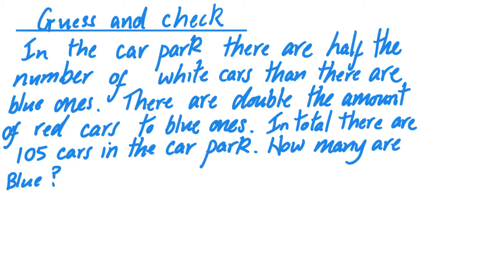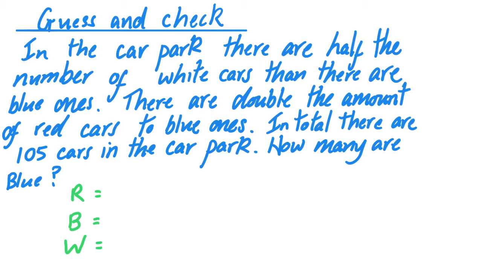How many are blue? So once again, I'm trying to work out what the smallest amount is, because that's where we're going to start. In the car park, there are half the number of white cars than there are blue ones. So there's less white cars than blue. There are double the amount of red cars to blue ones. So there's more red cars than blue. So it must be the white cars that are the smallest or the least amount, followed by the blue cars. And then as we read on, we see that there's double the amount of red cars. So that's our order, starting with the least or the smallest, which is the white cars.